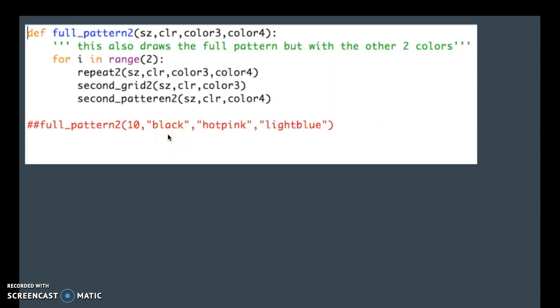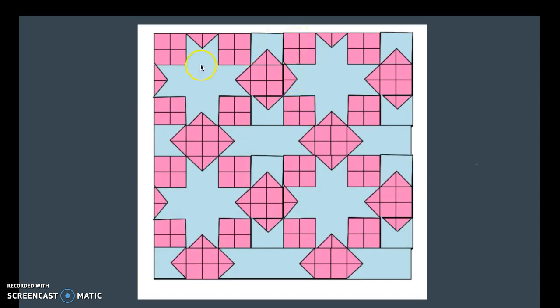The full pattern 2 is exactly the same as full pattern 1, but uses color 3 and color 4, and uses repeat 1, repeat 2, second grid 2, and second pattern 2, because these functions use color 3 and 4. So she does this basically, then goes on to the next one, which is this. The first one was light blue and hot pink, but now the full pattern is hot pink and light blue. So this is the color switch.